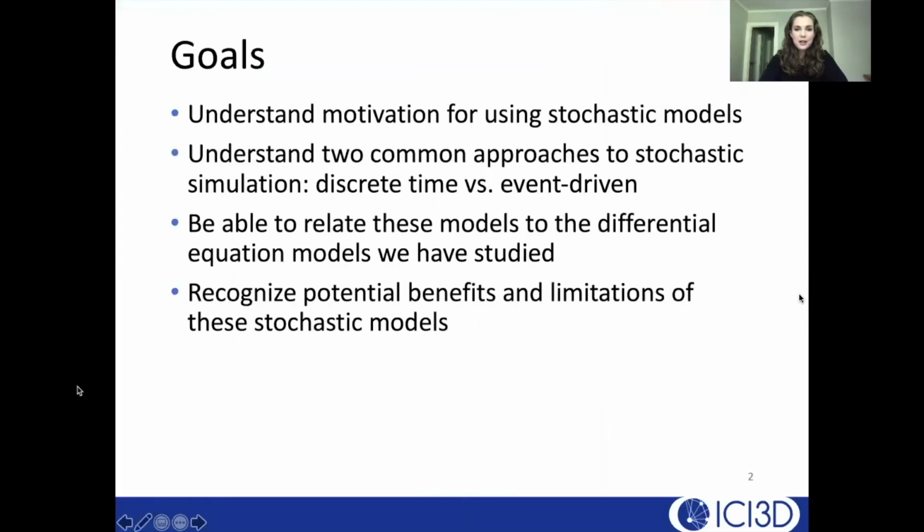So we can go ahead and get started. Our goals for this session are to understand the motivation for using stochastic models, and then look at two different types of stochastic simulation models. So both discrete time and then event-driven, part 1 and part 2. And then we'll want to be able to relate these models to the differential equation models that you've seen earlier in the week, and then recognize potential benefits and limitations of these different types of models.